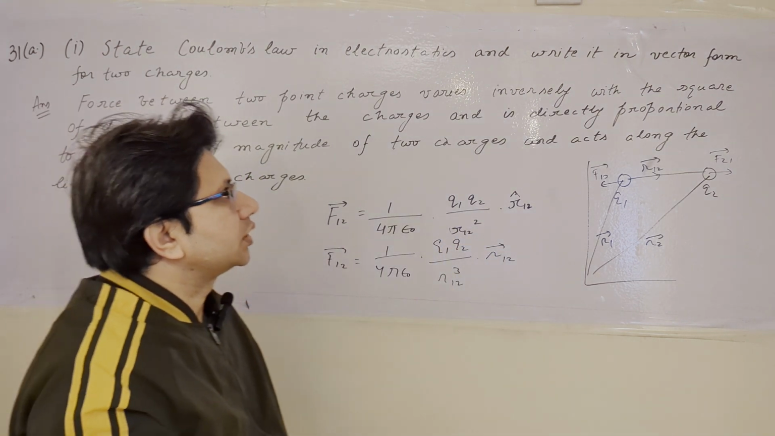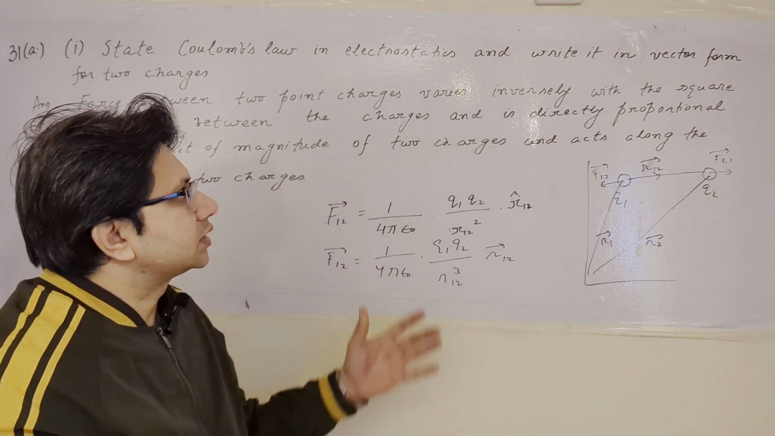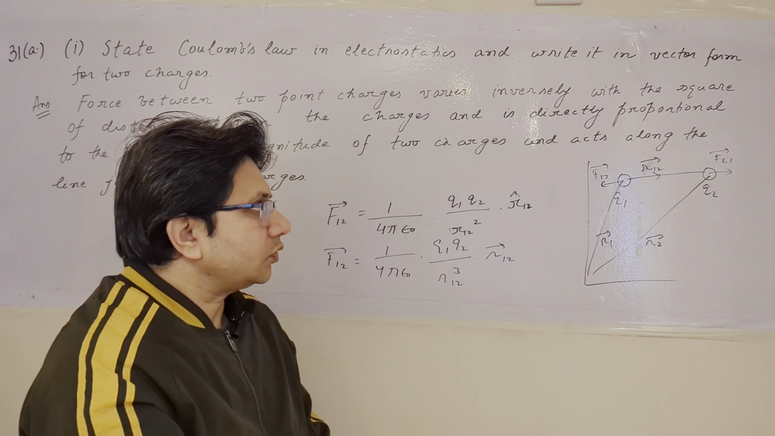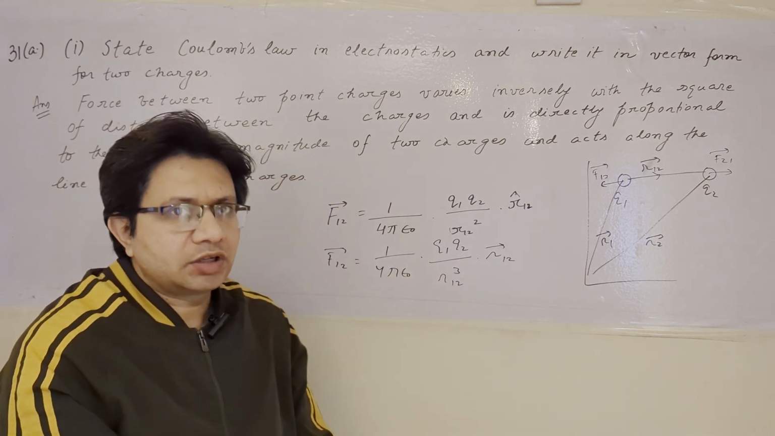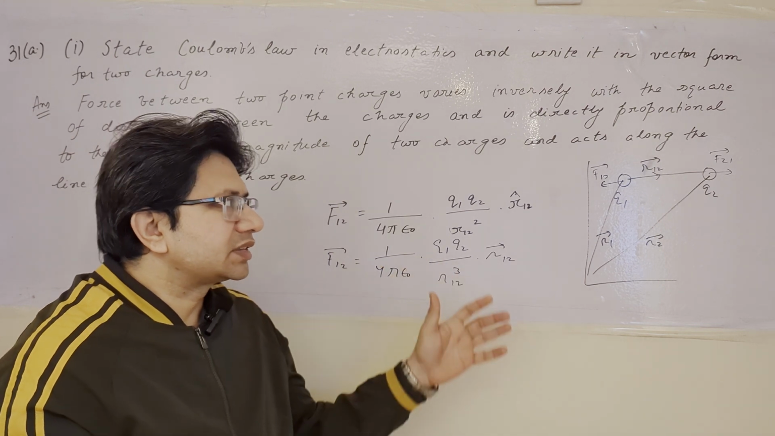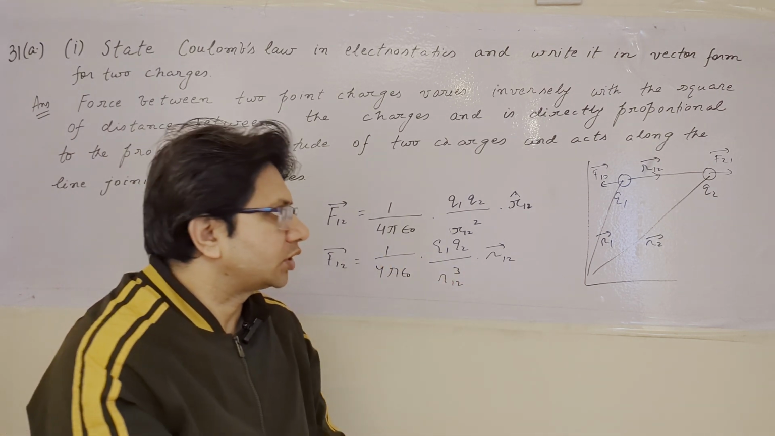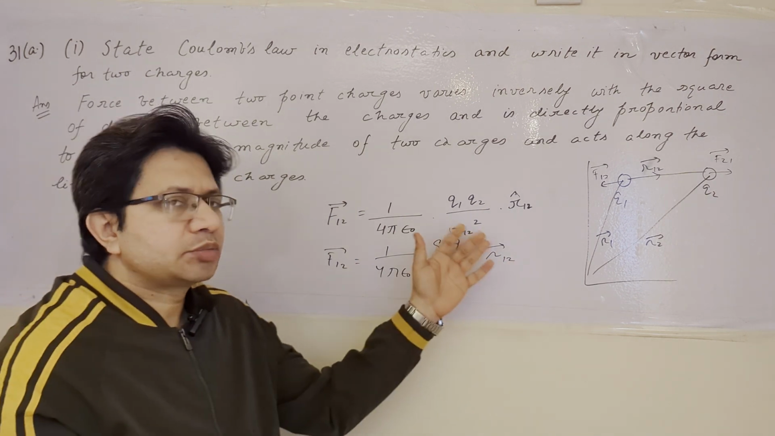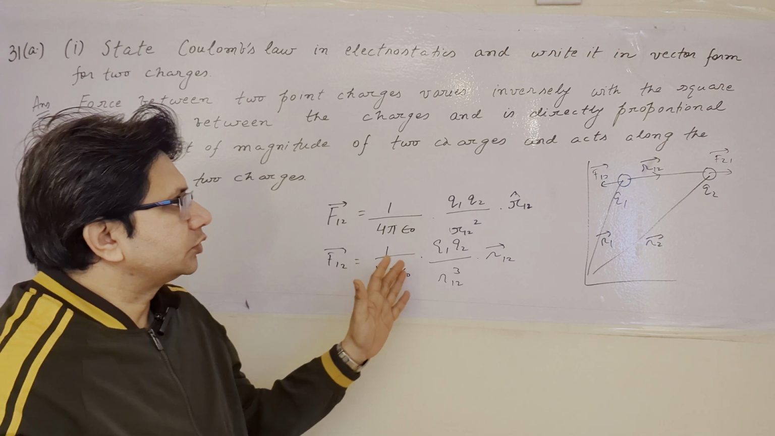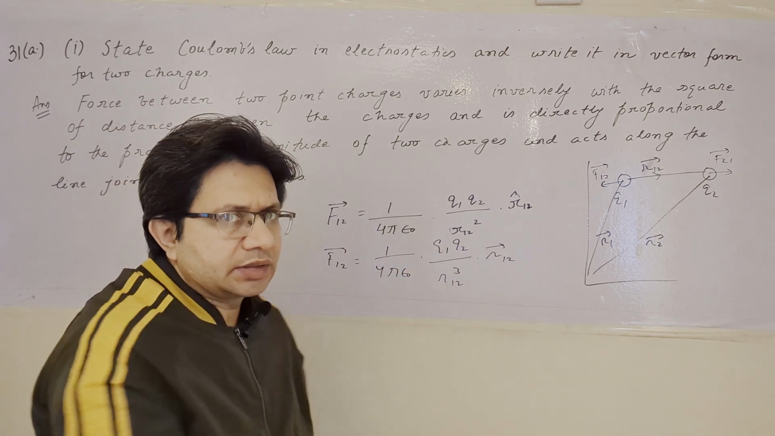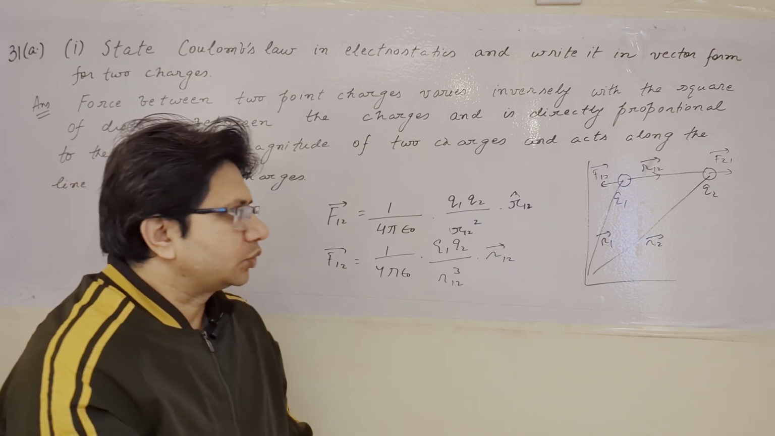यहाँ पे प्रॉब्लम में हमसे पूछा गया है कि हमें कूलम्स लॉ का स्टेटमेंट लिखना है, और साथ के साथ हमें इसको वेक्टर फॉर्म में लिखना है. तो कूलम्स लॉ कहता है कि दो चार्जेस के बीच में लगने वाला फोर्स उनके बीच के डिस्टेंस के स्क्वायर के इनवर्सली प्रोपोर्शनल होता है और उन रेस्पेक्टिव चार्जेस के प्रोडक्ट के डायरेक्टली प्रोपोर्शनल होता है. और साथ के साथ यहाँ पे एक कांस्टेंट फैक्टर आता है जिसको हम 1/4 पाई एप्सिलॉन नॉट कहते हैं. इसकी वैल्यू 9 × 10⁹ होती है.